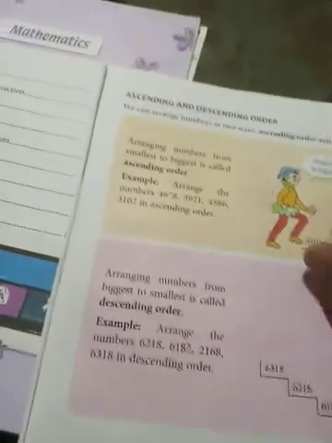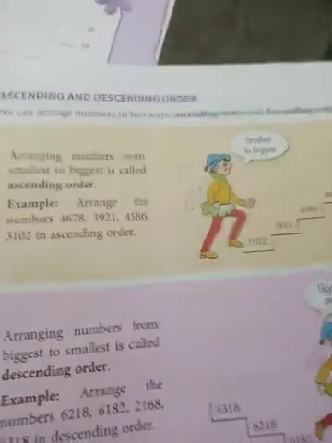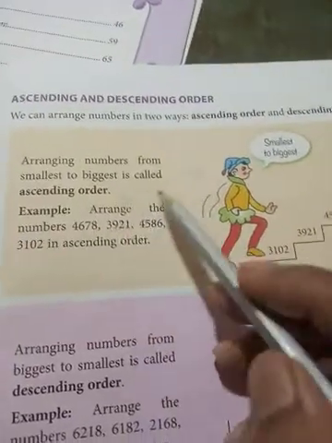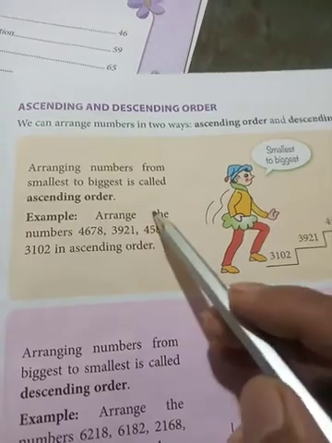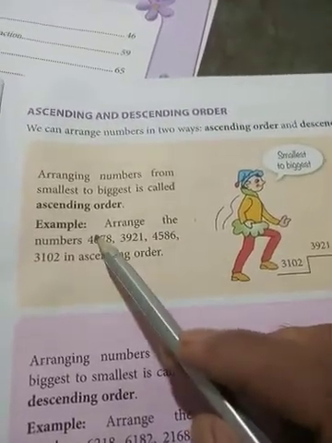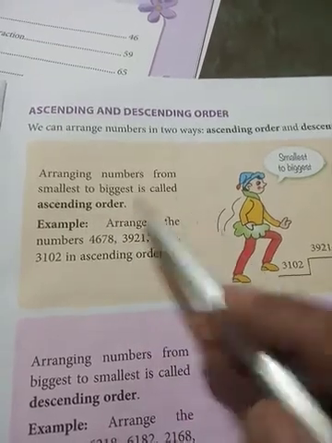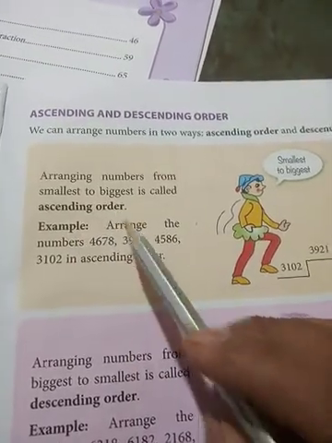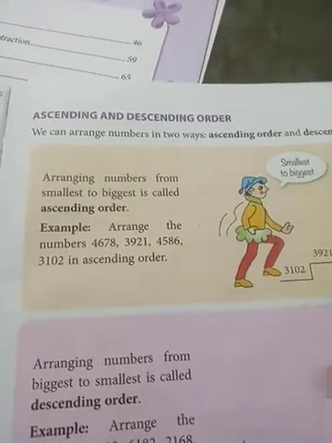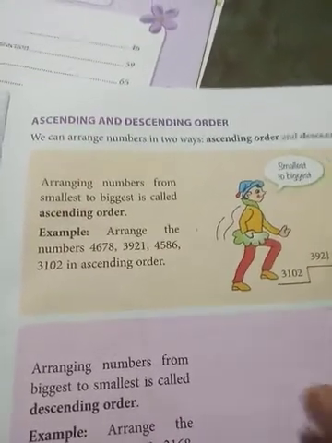Okay, now we go to our next portion, that is ascending and descending order. This is one of the easiest ones. Ascending means simply arranging numbers from smallest to biggest. Small to big is called ascending. Understand? Smallest to biggest is called ascending order. If you are given a set of numbers, you need to arrange these numbers from small to big. That is called ascending.